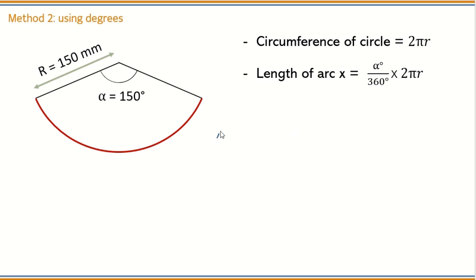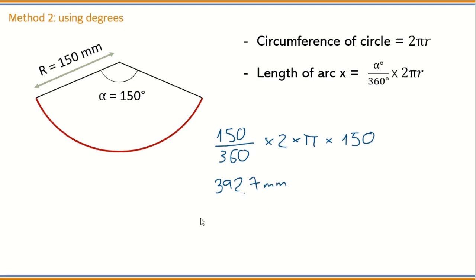So the length of the arc is going to be 150 over 360 times 2 times pi times the radius, which is 150 millimeters, and this is 392.7 millimeters. And if we round this number to 3 significant figures, the answer is 393 millimeters.